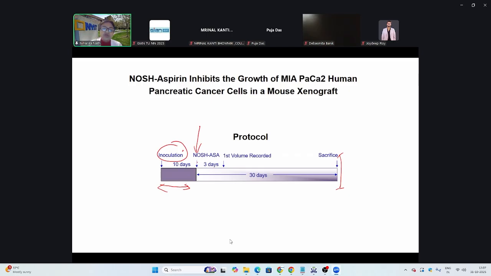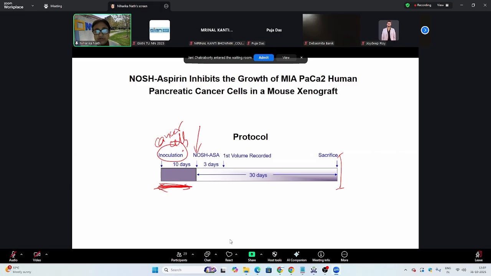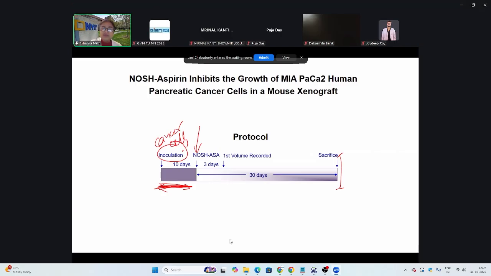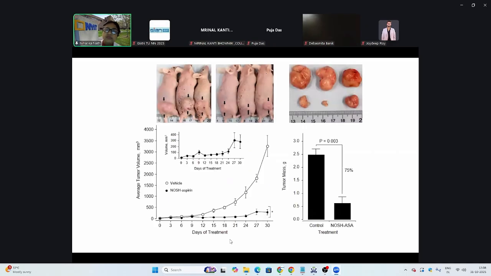So the drug is given after the 10 days of inoculation of the cancer cells. Okay, so is this a treatment model or is this a prevention model? Prevention would be that the drug is given early on. And so because the drug is given later, then this is a prevention. Sorry, this is a treatment model. So this is a treatment model. And so let's look at how these look.